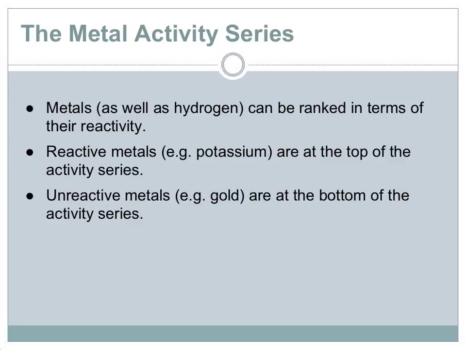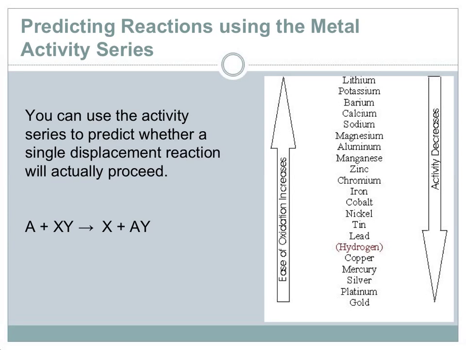Metals, as well as hydrogen, can be ranked in terms of their reactivity. Reactive metals, such as potassium or lithium, are always at the top of the activity series, whereas unreactive metals, such as gold, are always at the bottom of the activity series. An example of an activity series then is given on the right here. So you can see reactive metals, such as lithium and potassium, are at the very top of the series, whereas gold is at the bottom.